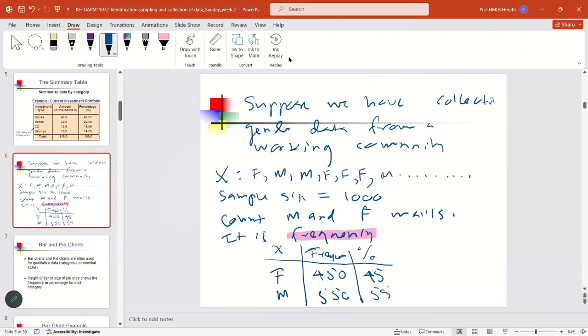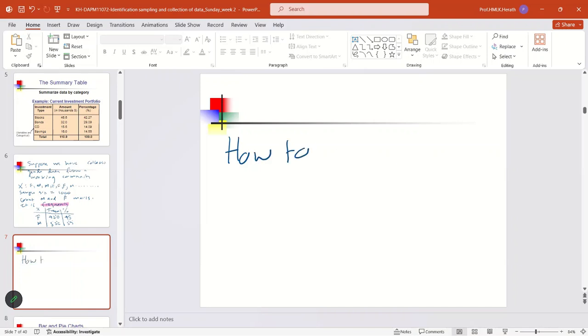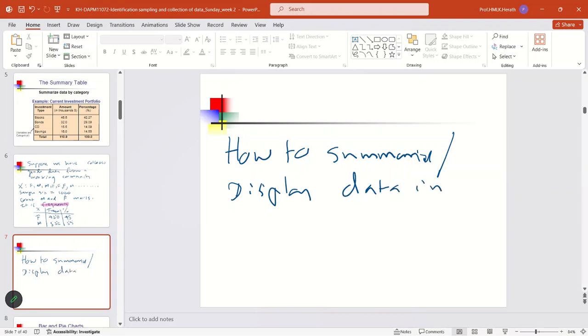Okay. Now, we will try to understand how we summarize data using graphs. How to summarize and display data in graphs. Graphs are pictures, right?